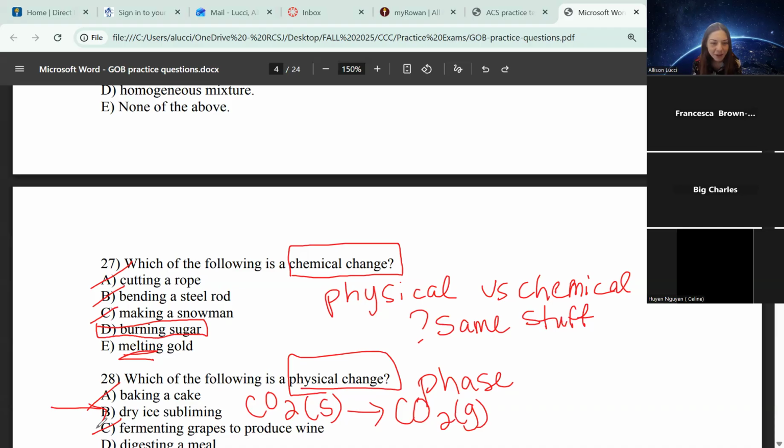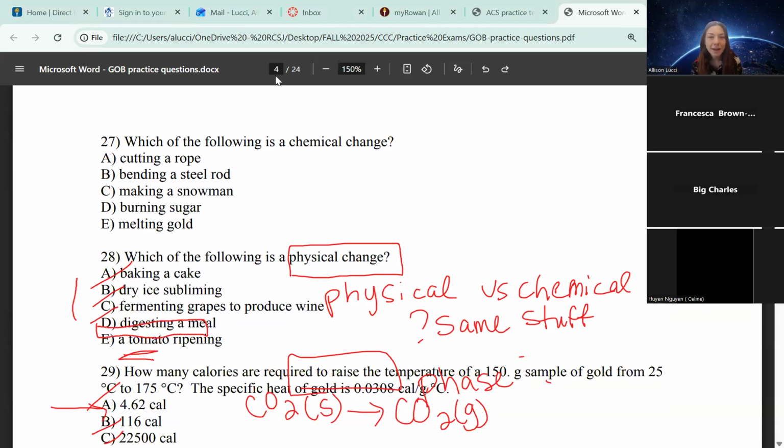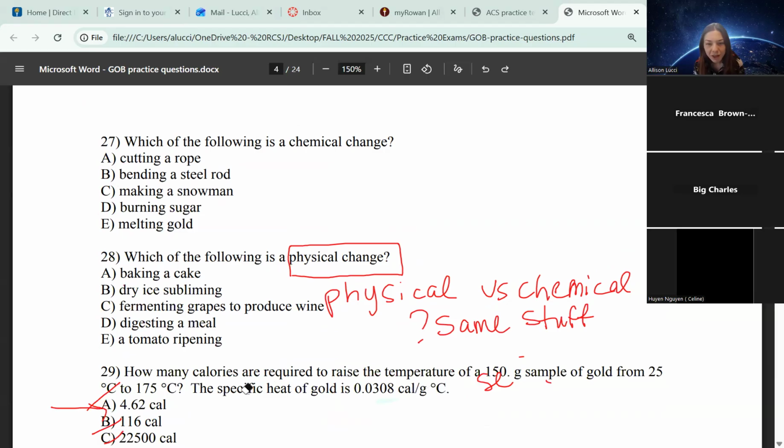Oh, if you can see that one down there. That also involves some stomach acid, some type of chemical process. So let's see here. And then there should be one more option here. Tomato ripening. Yeah. So all of these indicate some type of chemical change, some chemical process, except for our dry ice subliming. So again, think about, do you have a phase change?